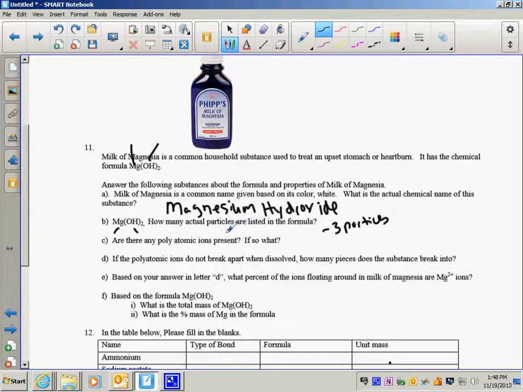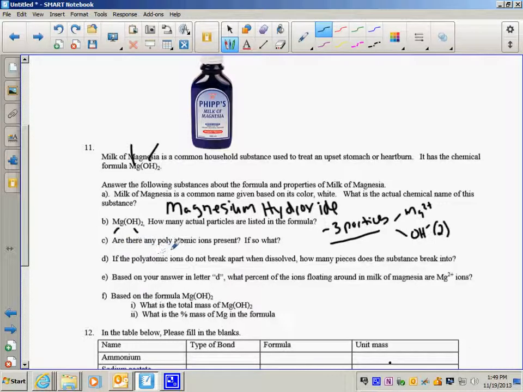And I probably should clarify here whether we're talking about atoms or actual particles. But if you were to go more in depth, you'd say that total atoms would be 2 times 2 is 4 plus 1 is 5. But I'm going to say 3 is the answer we're looking for here. 1 magnesium and 2 hydroxide ions. All right, 2 of these.